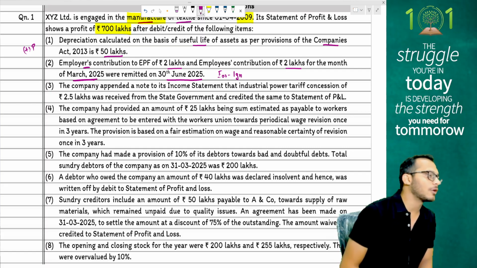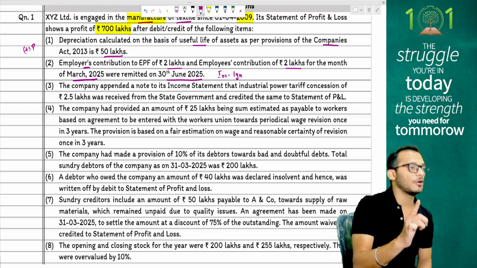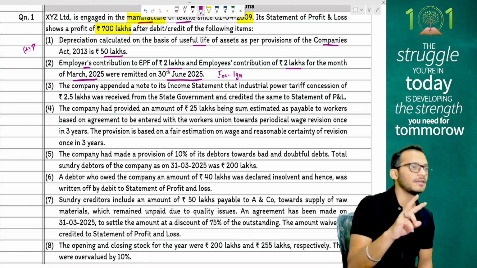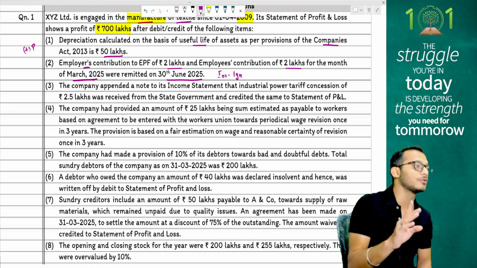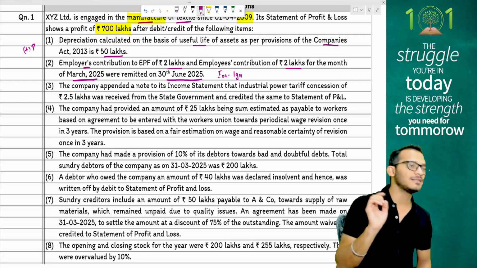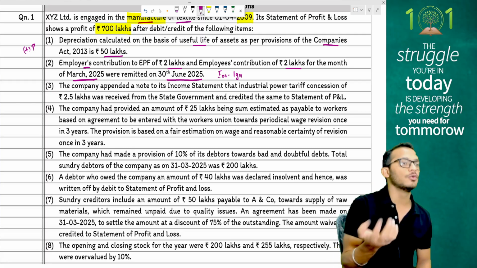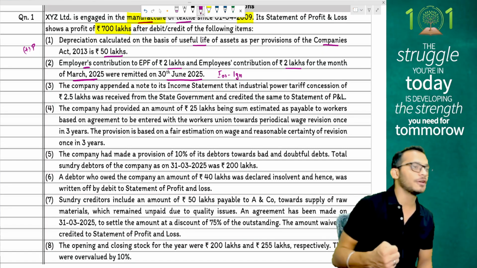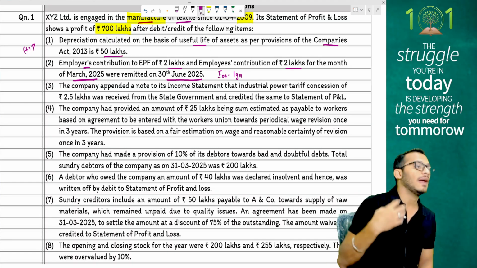If you notice, the question says after debit or credit of the following items, meaning either of the two can happen. Unless they said debit, then I would have told that is the answer. But because it says debit and credit, you now have to think from an accounting standpoint. From an accounting standpoint, the employees' contribution you have received or you have paid.